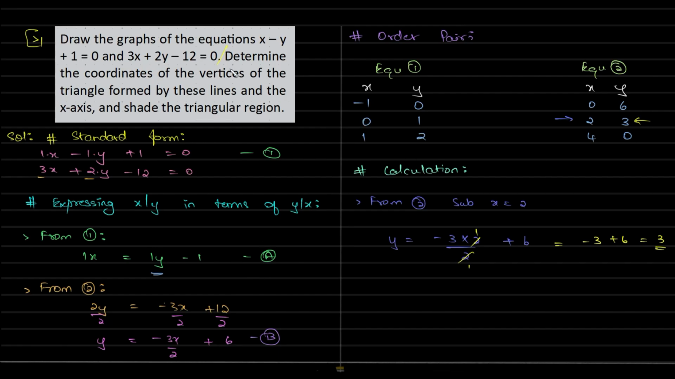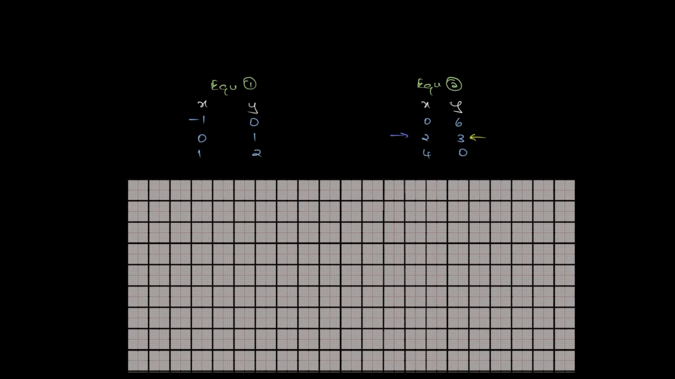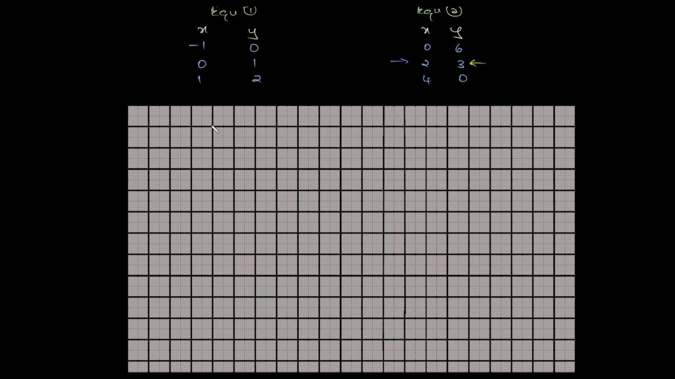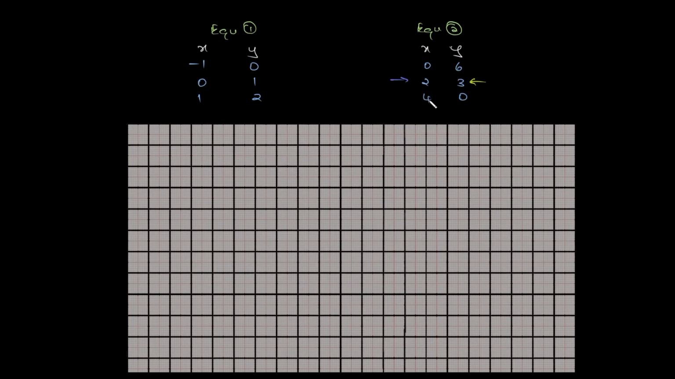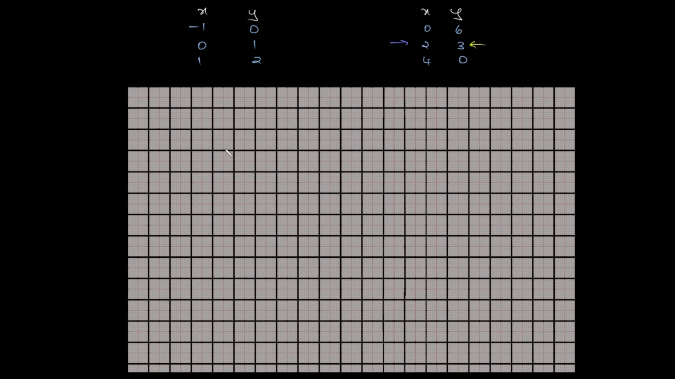So what is the question asking? Determine the coordinates of the vertices of the triangle. Anyways, we still need to draw the graph to understand this part. So let's do that. The highest value of x is 4 and the least is minus 1, and for y it's 0 and 6. So it's not a very difficult graph to plot. That's good enough.